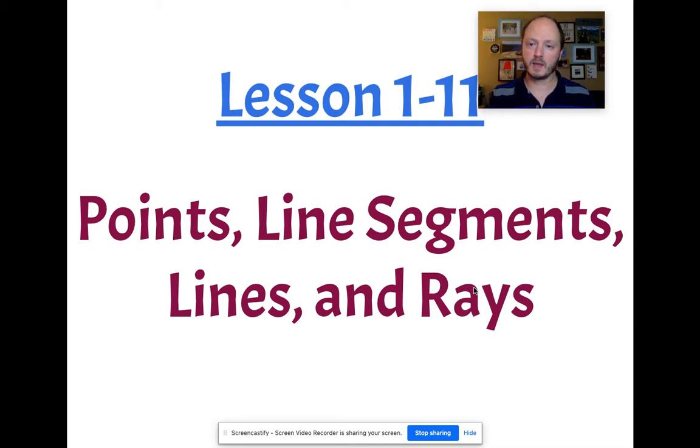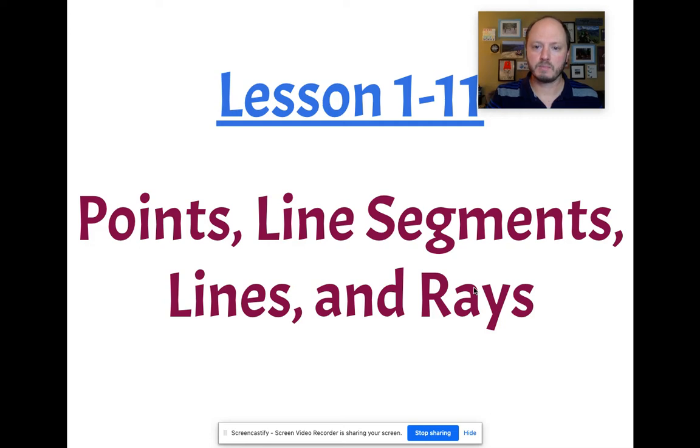Typically at the end of each unit, there's going to be a shift into geometry or some other type of math that's away from necessarily the algorithms that we're working on or the big concept that the unit has been covering, like place value and addition and subtraction from this unit. So in this case, we're getting into geometry and points, line segments, lines, and rays.